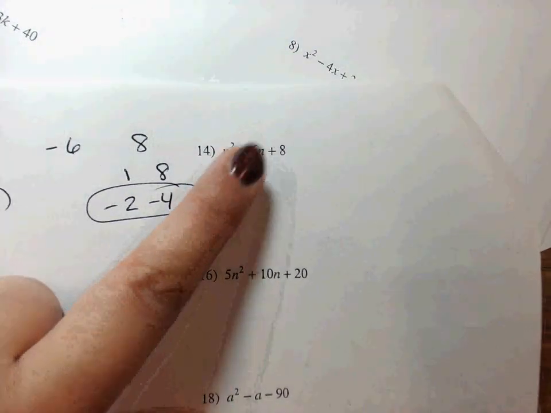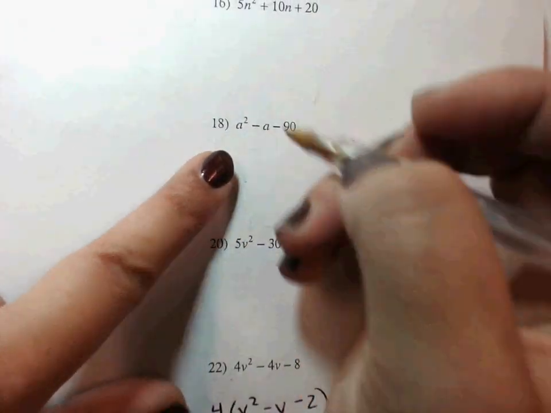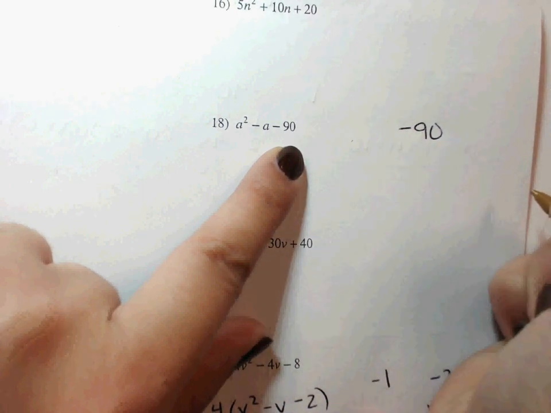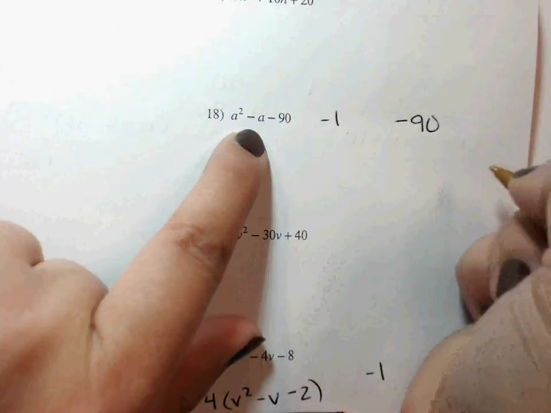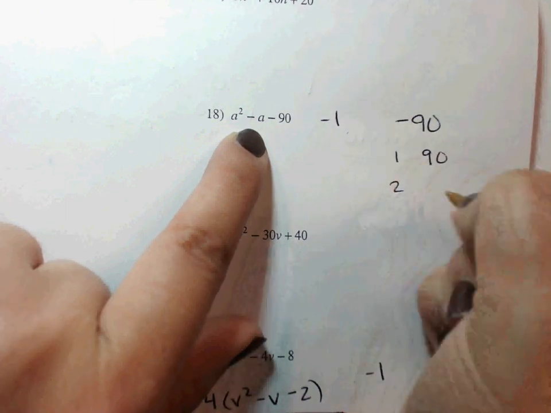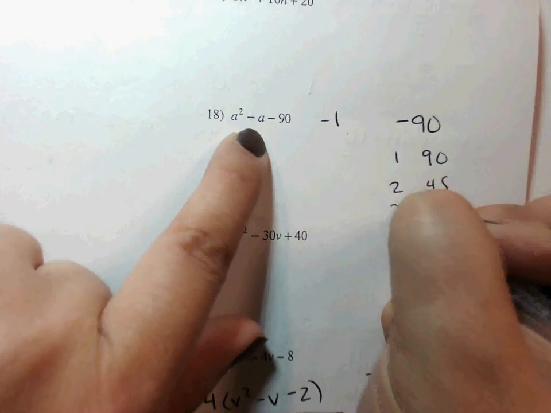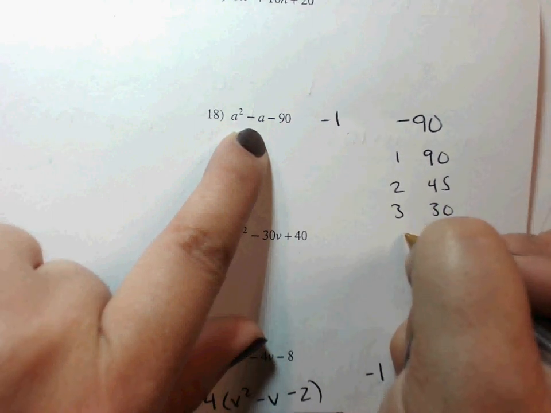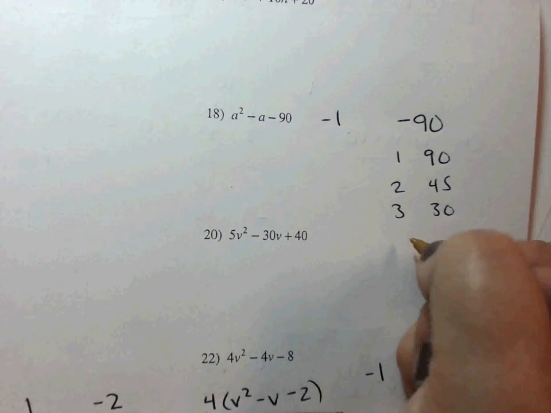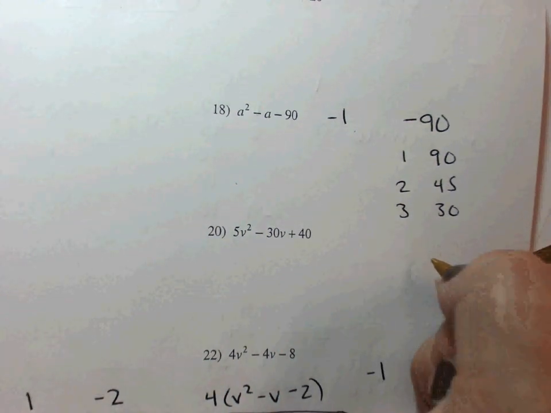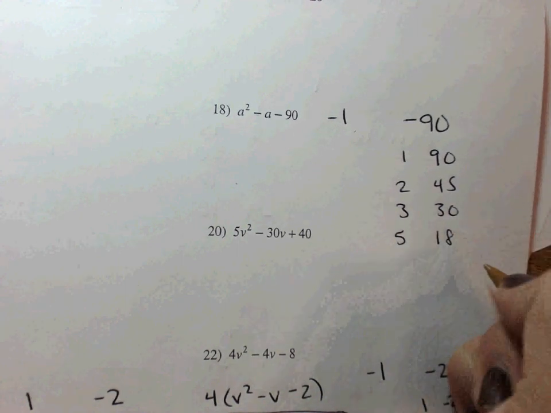Again, when you do not have a leading coefficient, let me do one that is in almost the exact same problem. If we have this, we need to find something that multiplies to give us negative 90 and adds up or combines to give us negative 1. 1 and 90, there's no way. 2 and 45, no way. 3 and 30, that's a no. 4, can 4 divide it? I don't think so. No. 5 and 18, no.